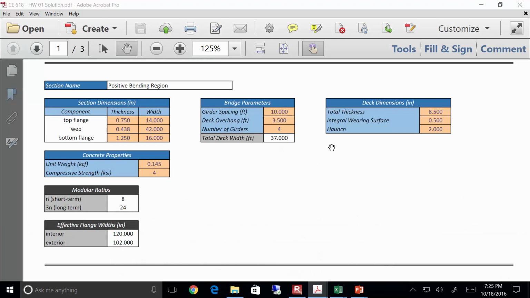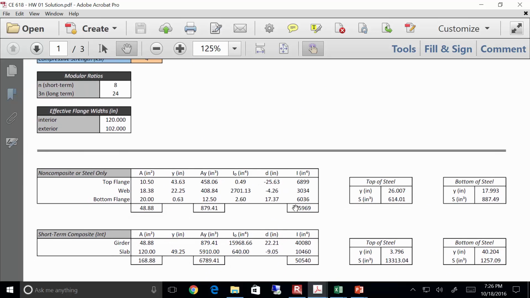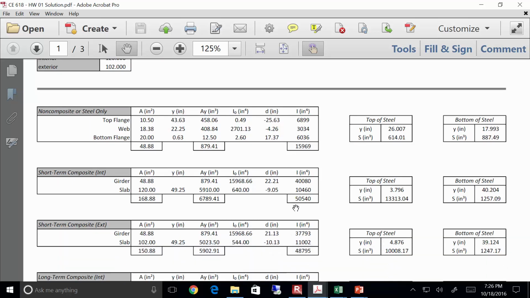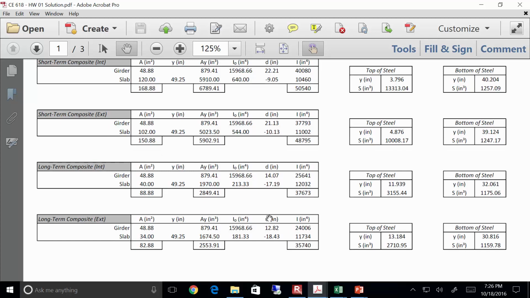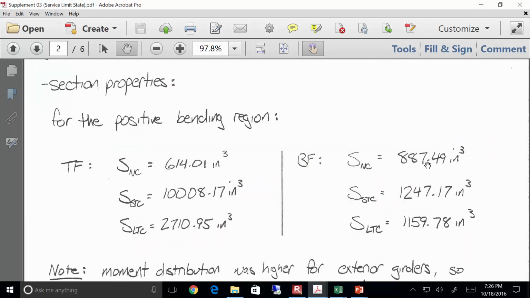So if I look at the top flange versus the bottom flange, let's go back to the beginning. Here's, remember this? These were the section properties for that girder. So what do we got? For the steel section by itself, what's the section modulus? 614.01, right? What's the short-term composite section modulus? Well, if I look at an exterior girder, look at the top of the section, I get 10,008.17, right? Long-term composite exterior, top of steel, I get this. Make sense? Okay. And as for the bottom of steel, I'd get long-term composite 1159.78. Short-term composite 1247.17, and then that 887.49. So you're seeing where I got those numbers.